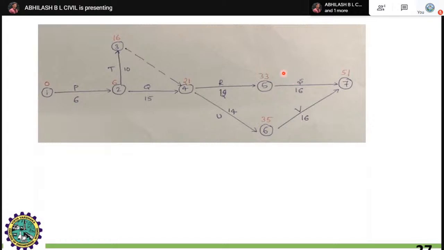You can check with this activity S, that is from 5 to 7, 33 plus 16, you will get around 49. Coming to the 35 plus 16, you will get 51. For the early finish time of the activity, you have to take the larger number, that is 51, and note it down. Again, you have to come back in the reverse order at the bottommost portion.